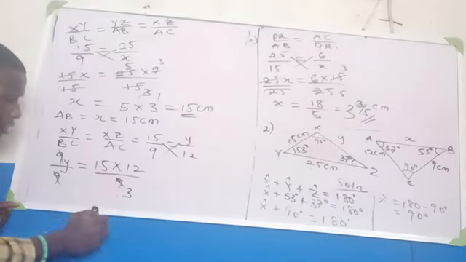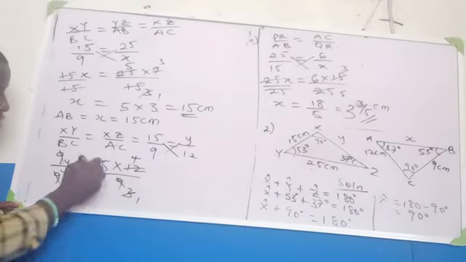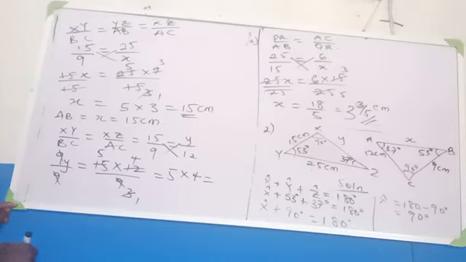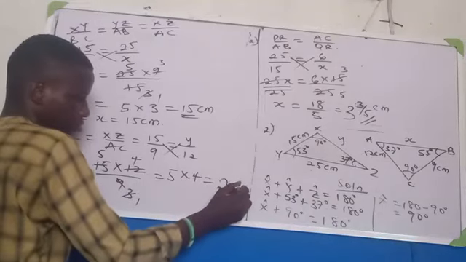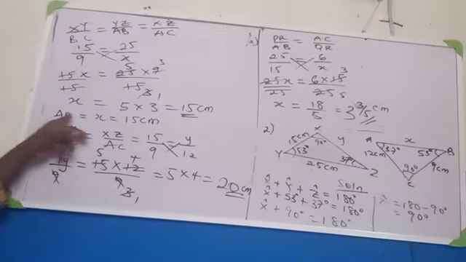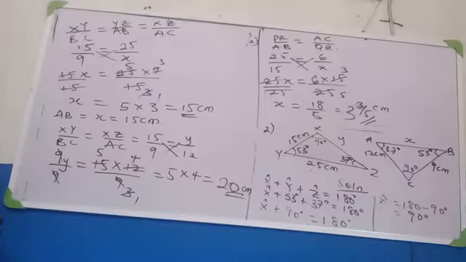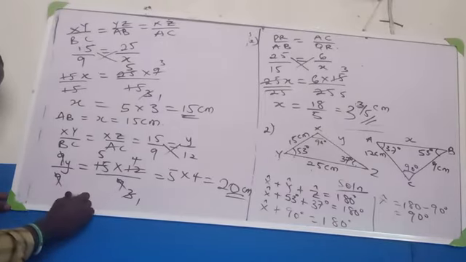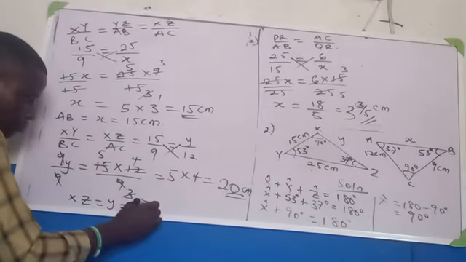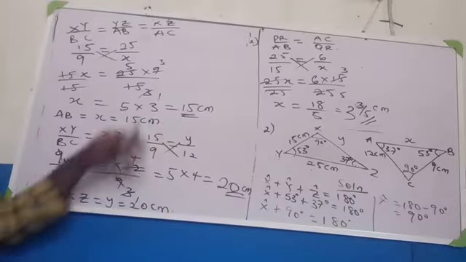3 goes into 3 once. 3 goes into 12, 4. 3 goes into 15, 5. So I have 5 times 4. 5 times 4 is what? 20 cm. So I have AB as 15 cm and XZ now as 20 cm. Is it clear? Okay.